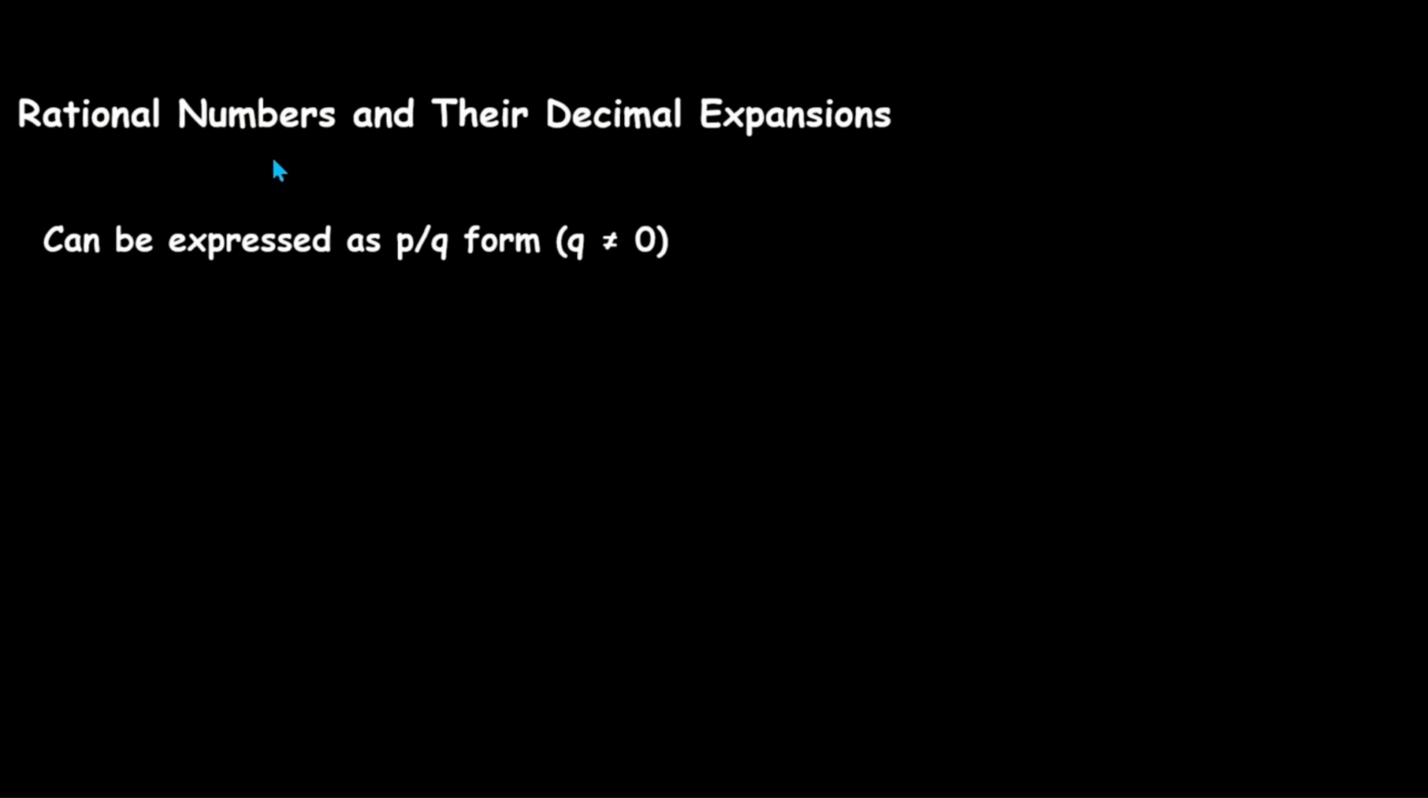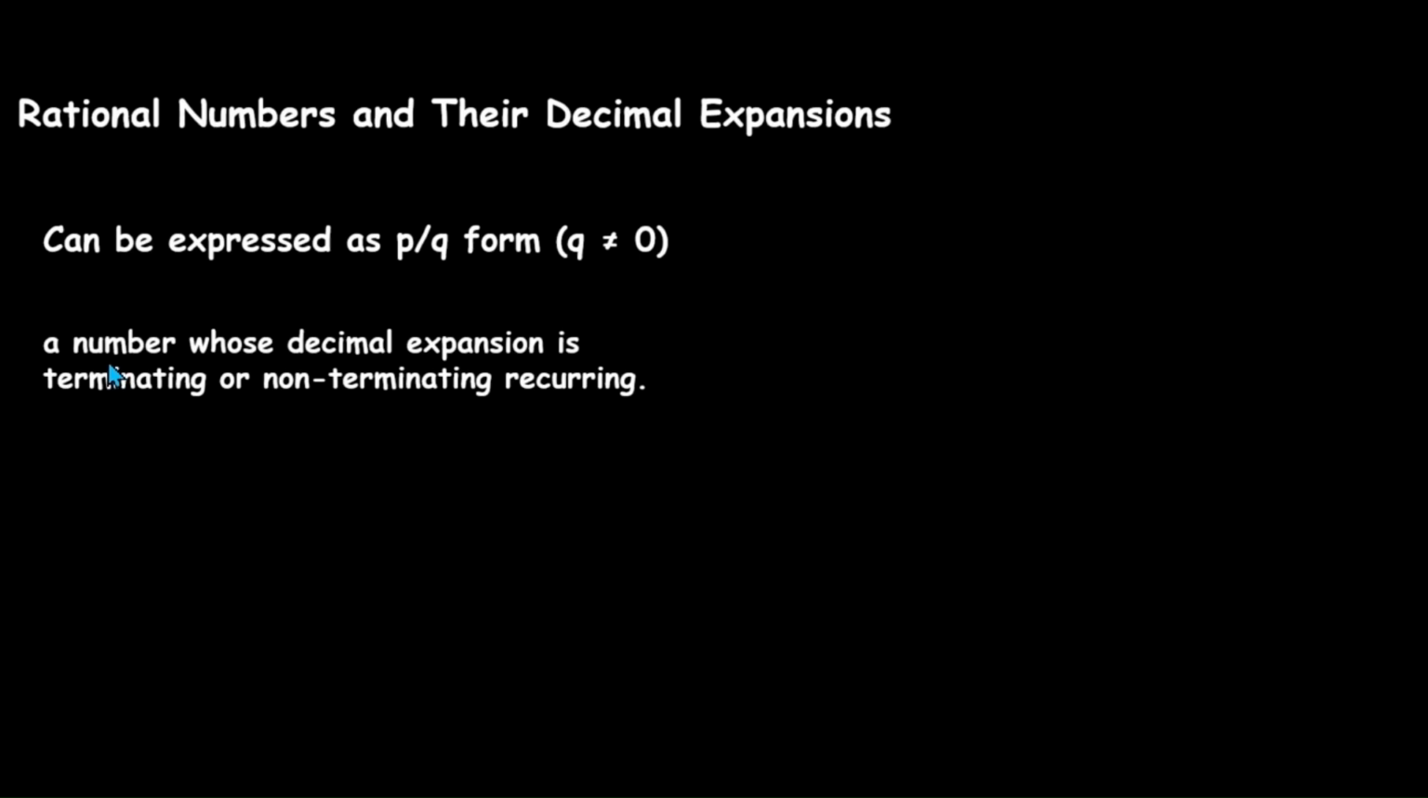After seeing a good bit of what irrational numbers are and their proofs, now let's see what rational numbers are and their decimal expansions in a bit more detail. A quick recap of what a rational number is: it is a number that can be expressed in p by q form, where q is not equal to 0. It can also be defined as a number whose decimal expansion is either terminating, or if it is not terminating, it is recurring. In other words, a few digits keep on repeating.